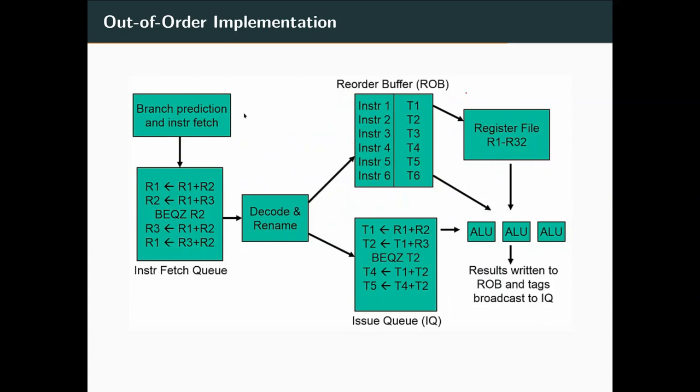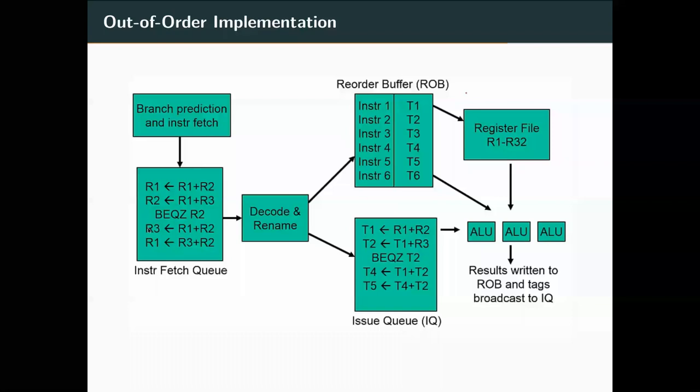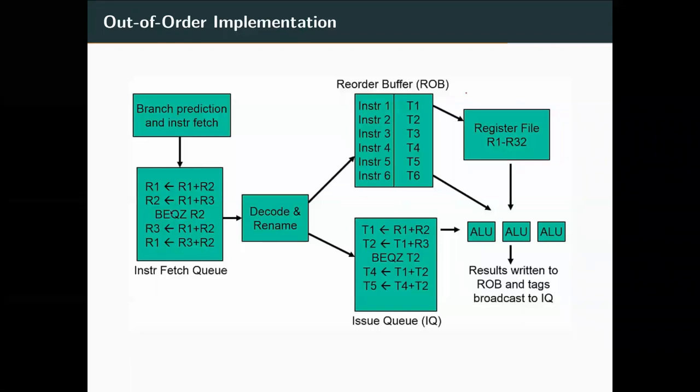Now, once we've fetched our instructions, they go into this instruction queue. So here's our instruction fetch queue. Again, this is just an expansion on our more basic pipeline where we fetch a single instruction at once. Now we're fetching a bunch of instructions. In this case, we're fetching 5 into our fetch queue.